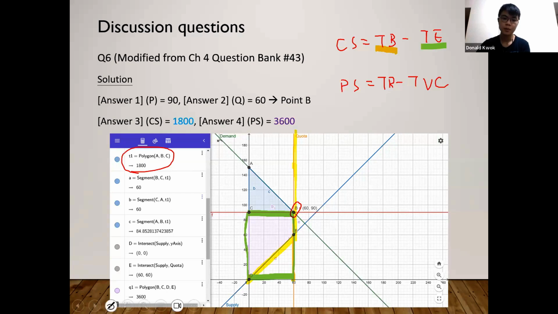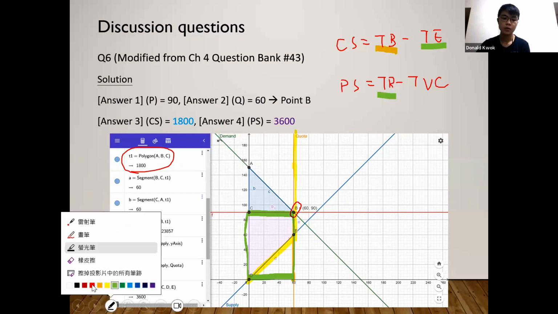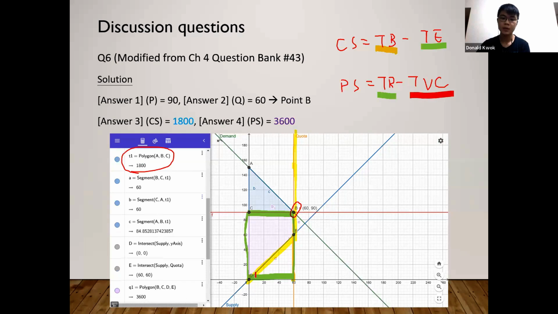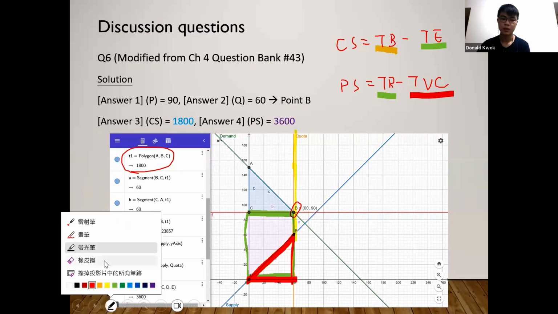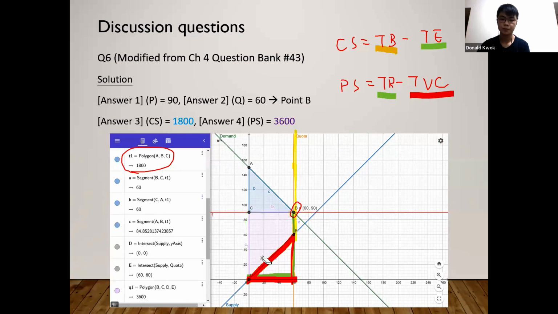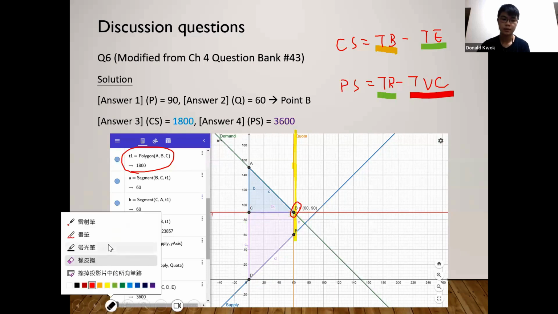While for the producer surplus, it is total revenue minus total variable cost. So total revenue, again, is the price times quantity, the same green rectangle. While for total variable cost, it will be the area under the supply curve until the market equilibrium point. So this red triangle is the total variable cost in this case. And finally, the producer surplus is the green rectangle minus the red triangle, which is the purple trapezium here.